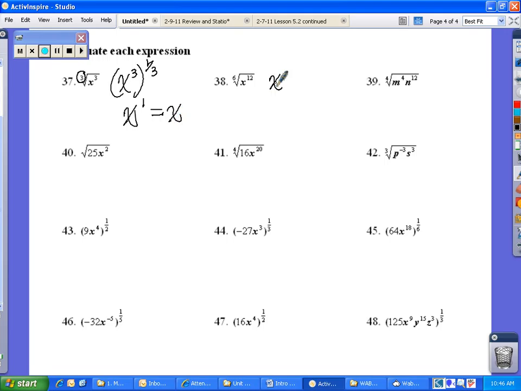The next one is basically x to the 12th to the 1/6. 12 times 1/6 is 2, so that's x squared. For number 39, m to the 4th, n to the 12th, all of that is raised to the 1/4 power. And again, since I'm doing 2 powers to a power, I want to go ahead and multiply those exponents. So that's just going to leave me m when I multiply 4 times 1/4, and then n will be raised to the 3rd power.